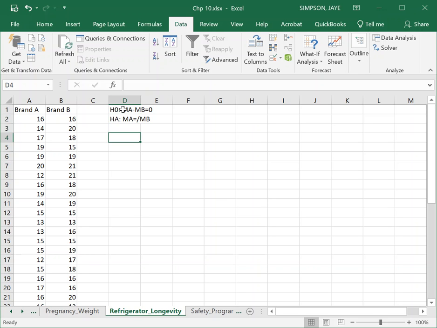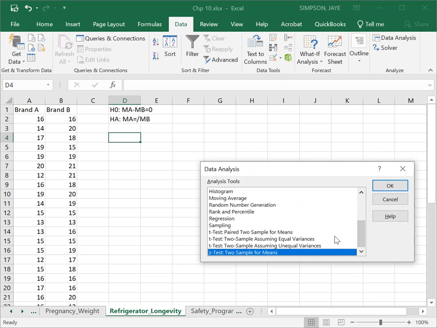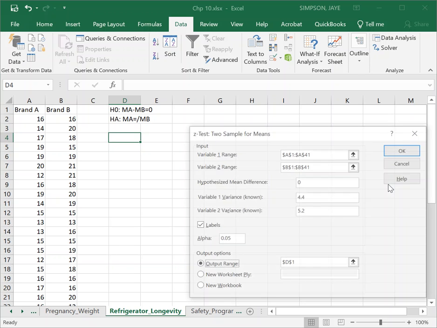Then part B asks us to calculate the value of the test statistic and the p-value, assuming that the variance of brand A is 4.4 and the variance of brand B is 5.2. In this problem, they give us the variances. The variances are known, so that's going to change what kind of test we run. Let's go over here, I'm in the data tab, to data analysis. Because I know the variances, I'm going to choose the z-test, two sample for means.